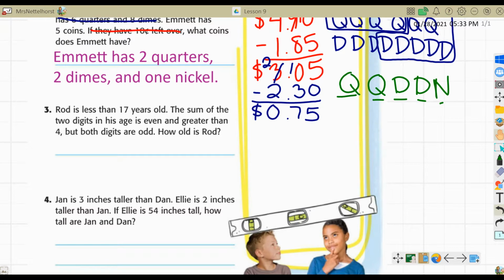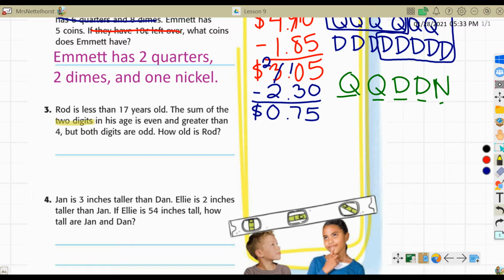But there's 2 digits in his age. So we know he can't be 0, 1, 2, 3, 4, 5, 6, 7, 8, or 9, because those are single digit ages. So there's 2 digits in his age. So we need to write down all the possible ages that he could be. I need a totally different color because this workspace over here is getting pretty cluttered.